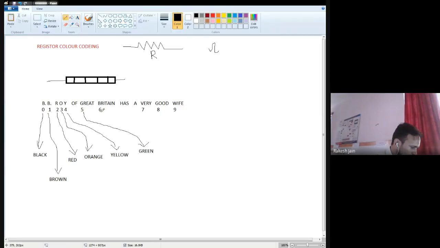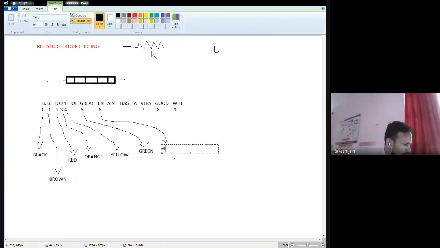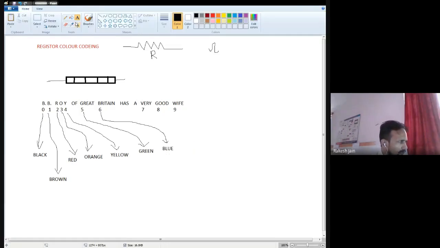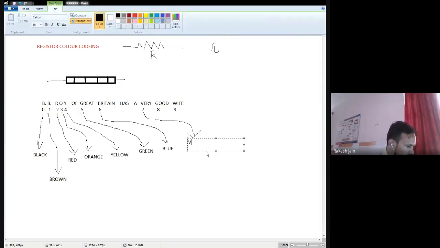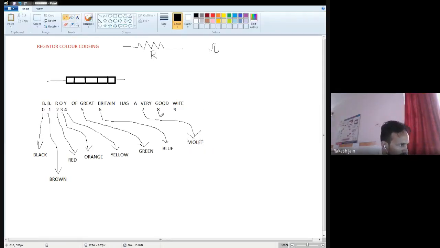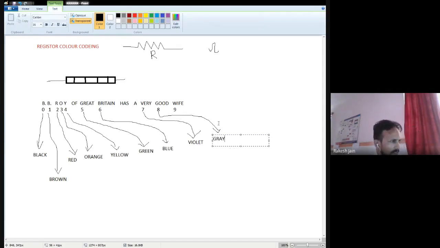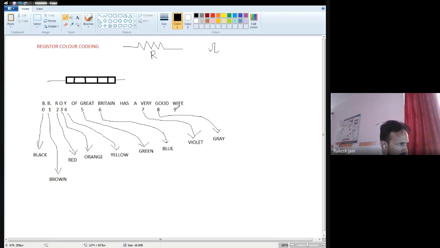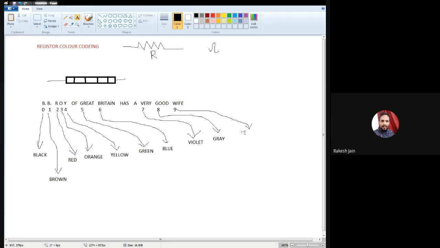Then B is for blue. Then V is for violet. Then G is for gray. And the last one, W, is for white.